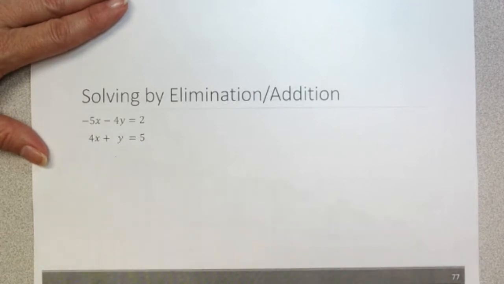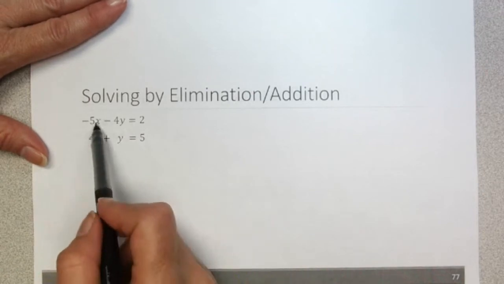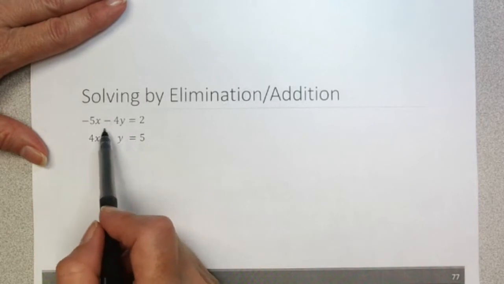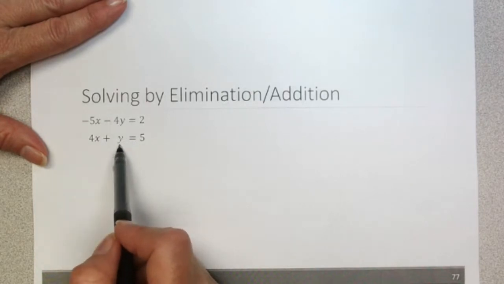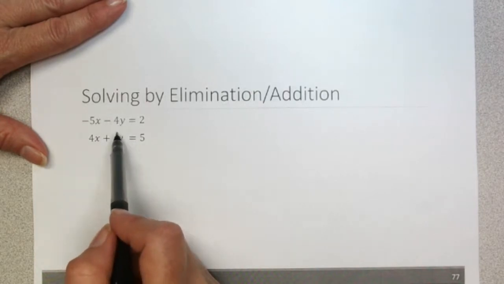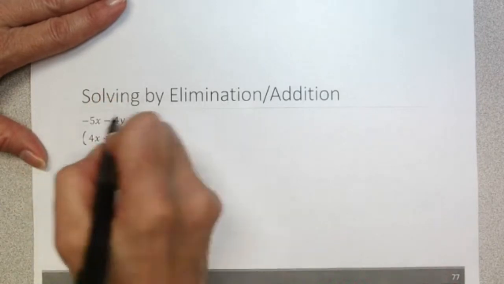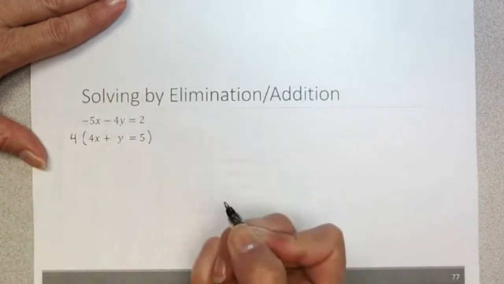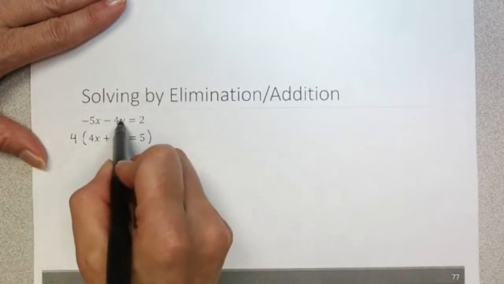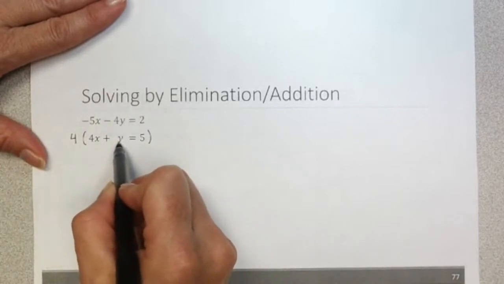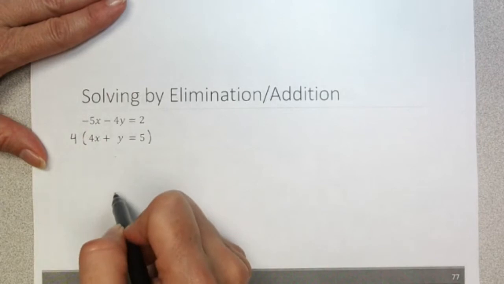Now looking at these, which equation do I want to multiply? Which variable do I want to try to add out? Well, you could work on adding out the x or the y. Looks to me like eliminating the y is going to be the easiest, right? Because if I multiply this lower equation by 4, I'm going to have a negative 4y and a positive 4y, so they will add out. That looks like the easiest.